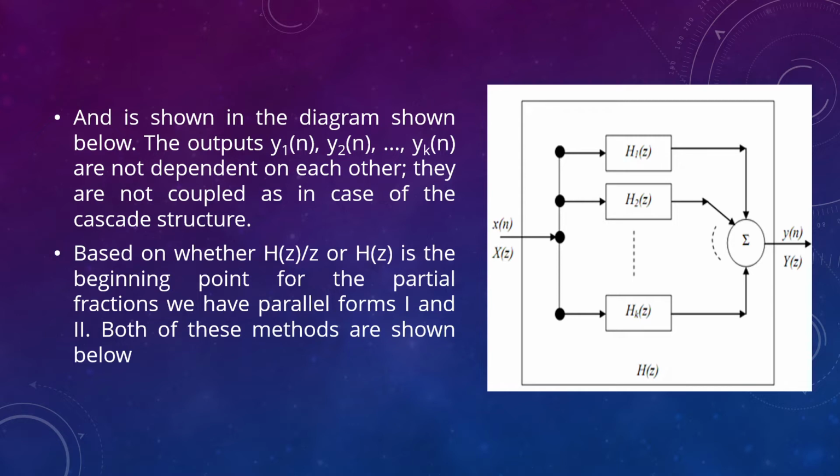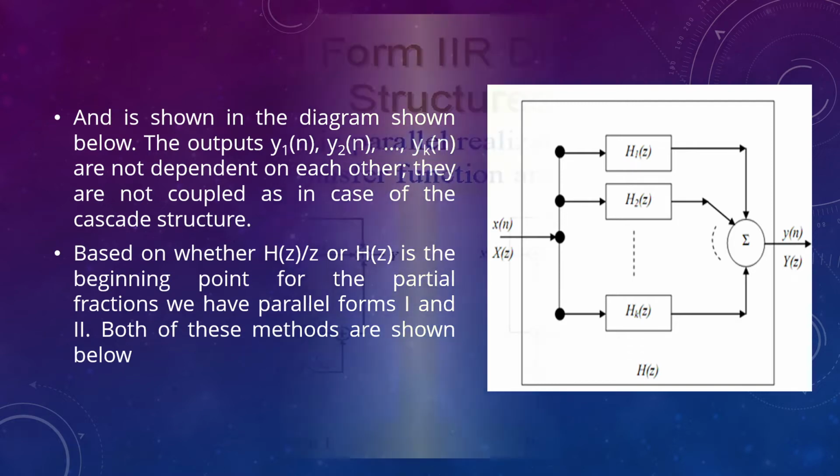The outputs y1(n), y2(n), and so on up to yk(n) are not dependent on each other. They are not coupled as in the case of the cascaded structure. Based on whether H(z)/z or H(z) is the beginning point for the partial fractions, we have parallel forms 1 and 2. Both of these methods are shown below.